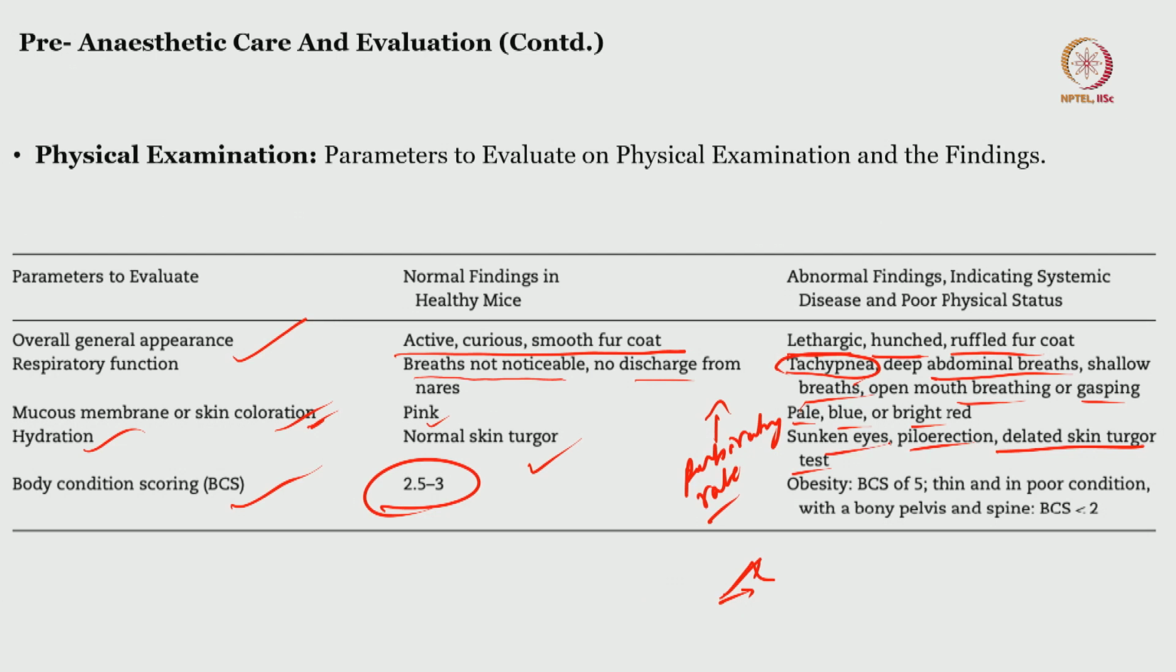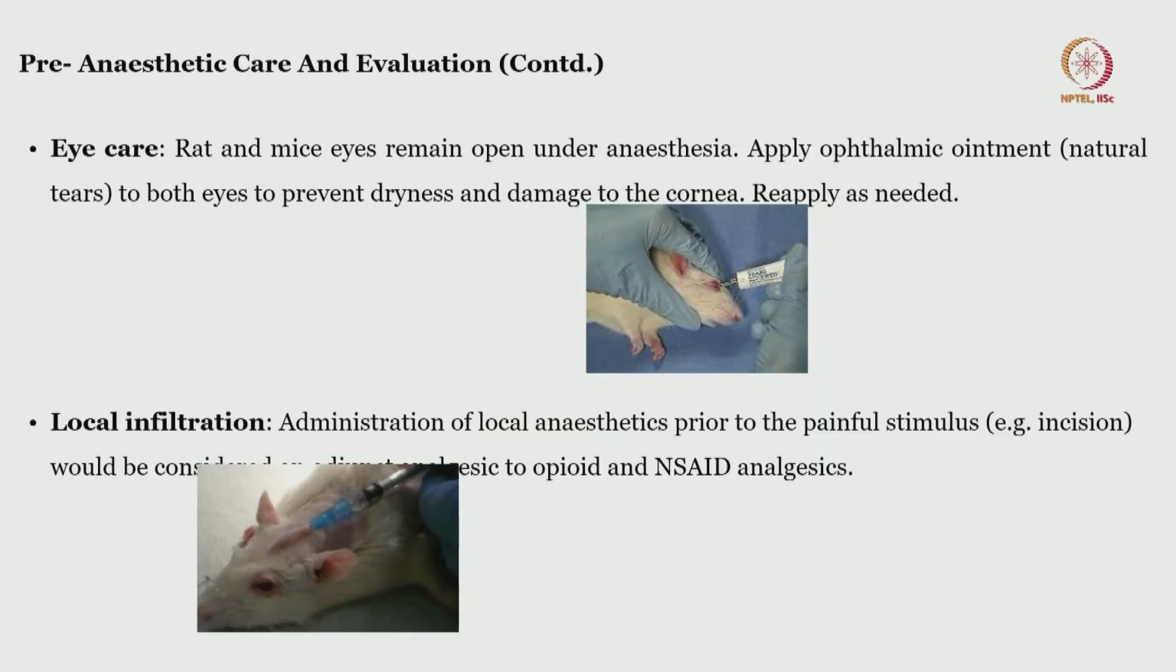Then of course the body condition scoring, which we just dealt with in the earlier slide. So these are some of the physical examinations which you really have to go through methodically, and then make a note and then exclude that rat from the entire experimental procedure, which is very, very important, alright.